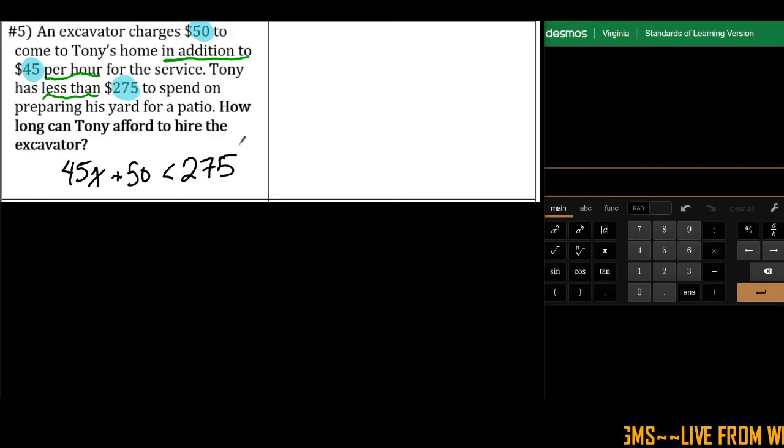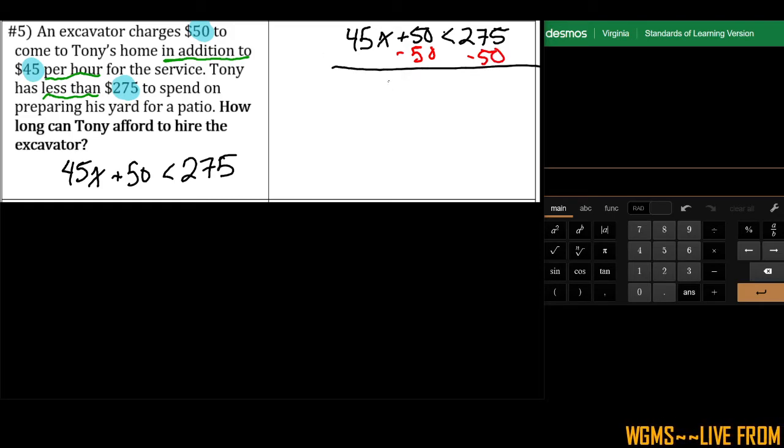So we'd set it up like this. Make sure that you are seeing it carefully. So we need to have a value that is going to be less than that amount. So we have 45 times x plus 50 is less than 275. Again, you can subtract both sides by 50. And so I have my inequality as this. I have 45x is less than, let's actually draw that symbol correctly, less than 225.